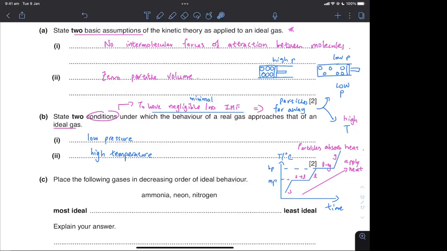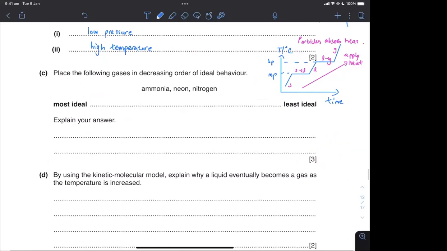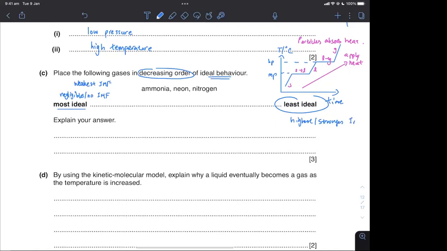Now place the following gases in decreasing order of ideal behavior. So the most ideal will have negligible or no intermolecular forces, so here must be the weakest intermolecular forces, and the least ideal must be the highest or the strongest intermolecular forces. To do these kinds of questions, realistically speaking, I always think about three things: van der Waals, permanent dipoles, and then hydrogen bonds.